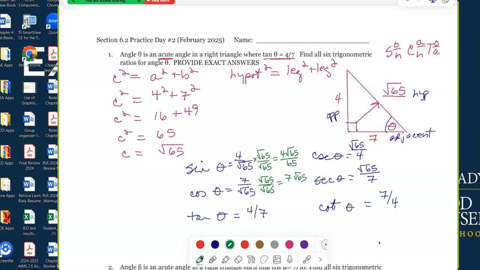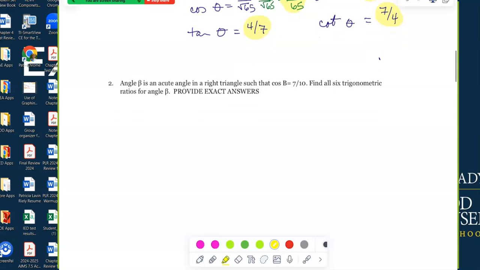7 radical 65 over 65, and we are done. So those are all our answers. Okay, so you should be getting this final answer, and we had to get this in order to start our problem. Okay, so you should be able to do that. If not, go back through that.